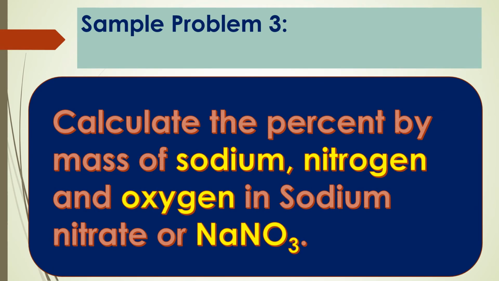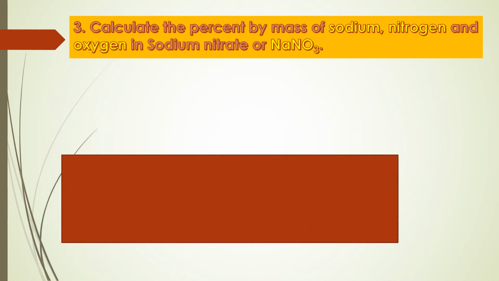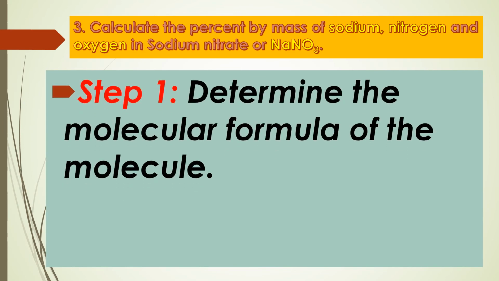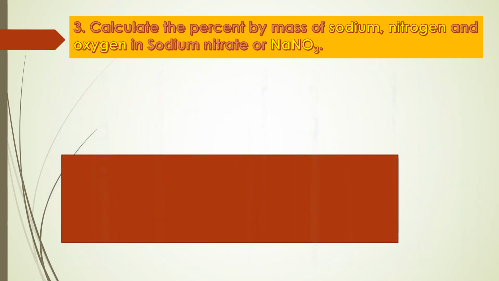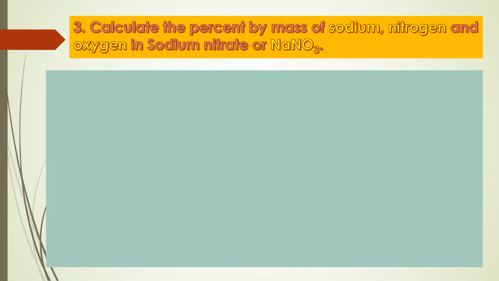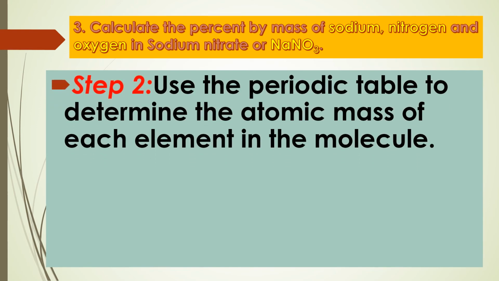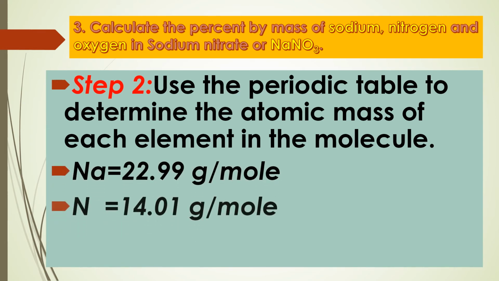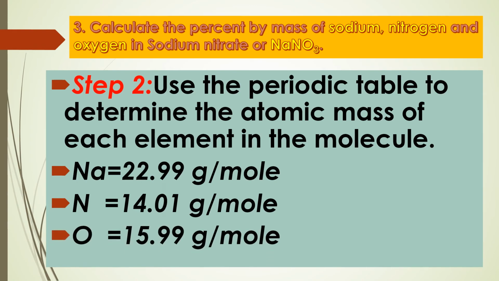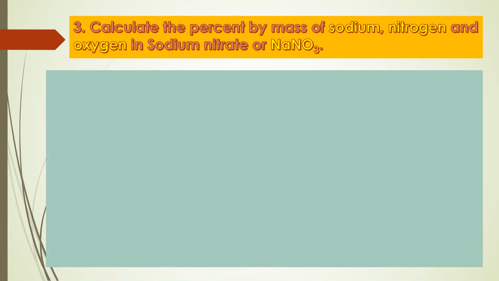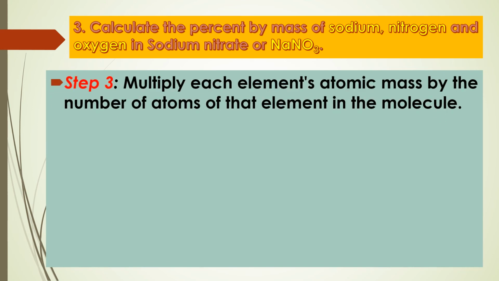Sample problem 3. Calculate the percent by mass of sodium, nitrogen, and oxygen in sodium nitrate or NaNO3. Step 1. Determine the formula of the molecule. Step 2. Use the periodic table to determine the atomic mass of each element in the molecule. Step 3. Multiply each element's atomic mass by the number of atoms of that element in the molecule.